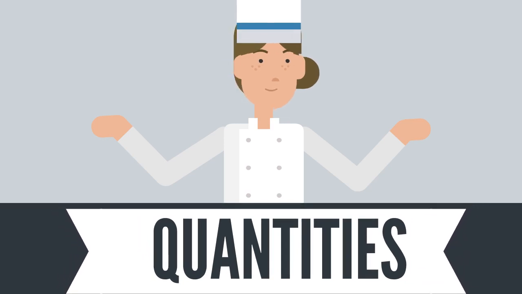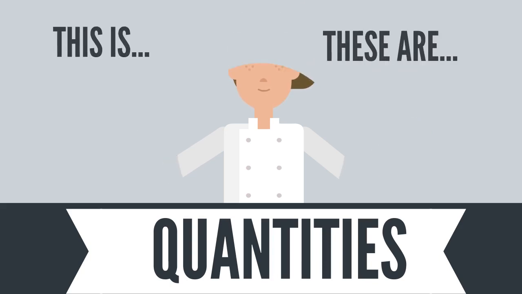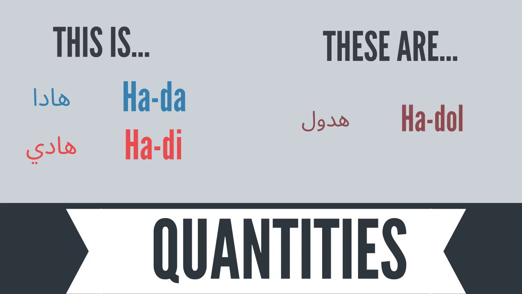As we present the different topics today, we're going to be using quantities under this is and these are. When we say this is, we will use hada for male objects or hadi for female objects. And when we use these are, we'll use hadul.